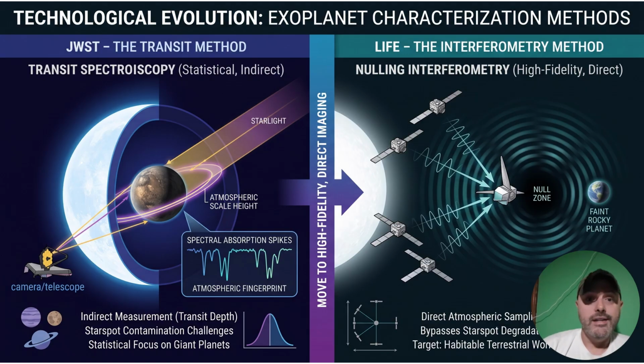So looking ahead, we're moving from the JWST era of discovery to a future of direct characterization. The LIFE mission, using a nulling interferometer, will allow us to suppress the light of the host star directly, bypassing the lucky alignment requirements of transits to sample rocky atmospheres.